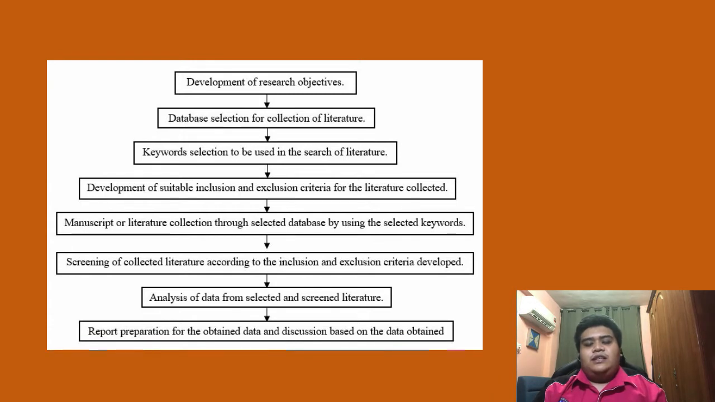After the inclusion and exclusion criteria were developed, manuscript or literature collection were made. The literature and manuscript collection were made by using the keywords selected through the database selected with the help of the inclusion and exclusion criteria. After literature collection, screening process were made based on objectives of this study in order to prevent irrelevant data being analyzed, which can cause unreliability.